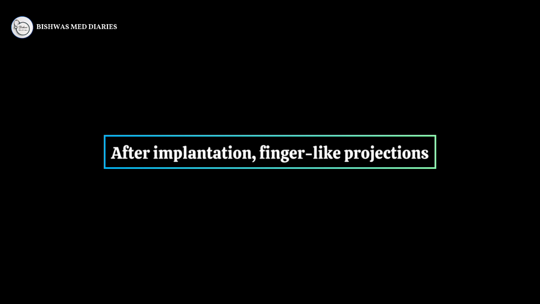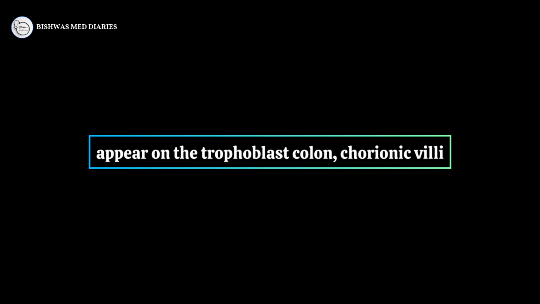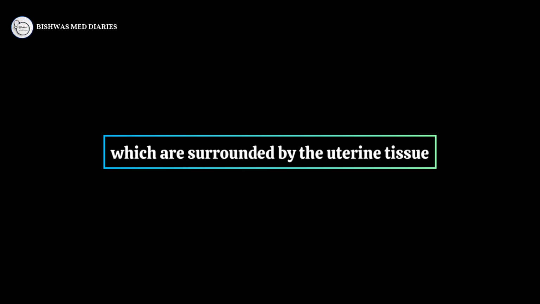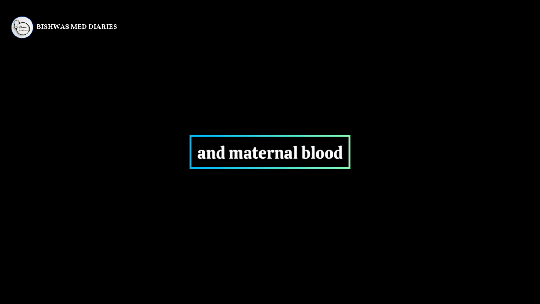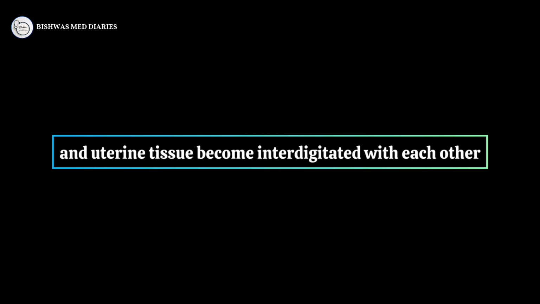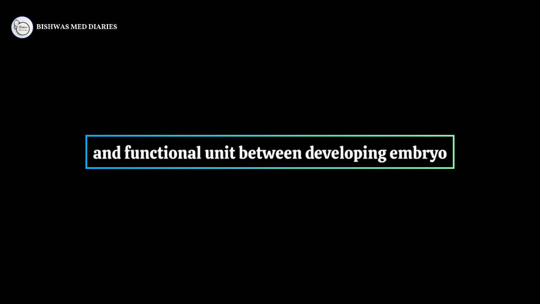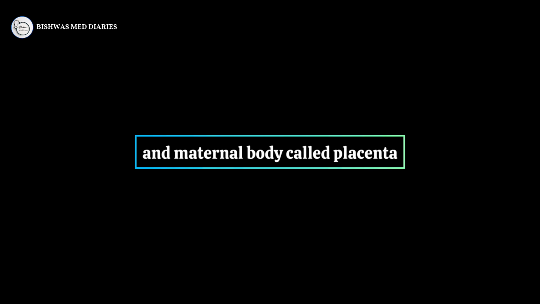3.6 Pregnancy and embryonic development. After implantation, finger-like projections appear on the trophoblast called chorionic villi, which are surrounded by the uterine tissue and maternal blood. The chorionic villi and uterine tissue become interdigitated with each other and jointly form a structural and functional unit between the developing embryo and maternal body called placenta.